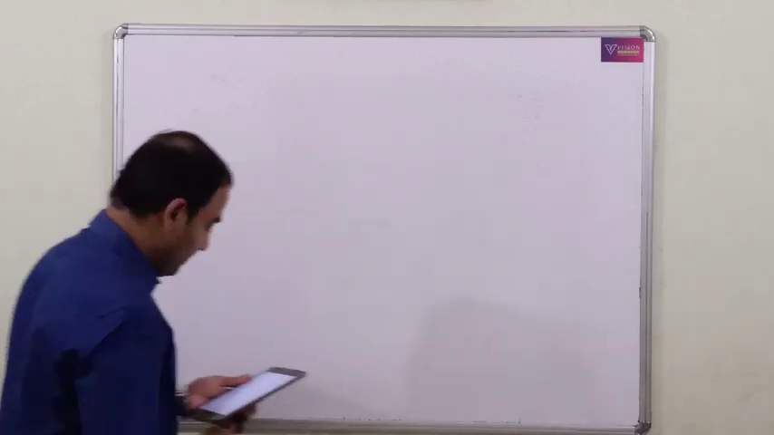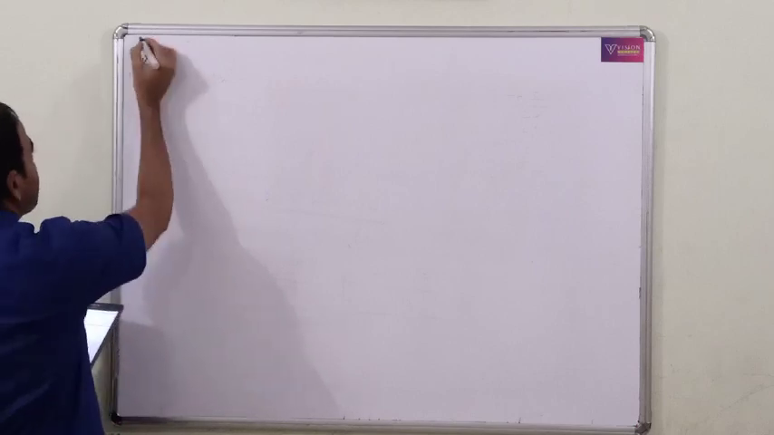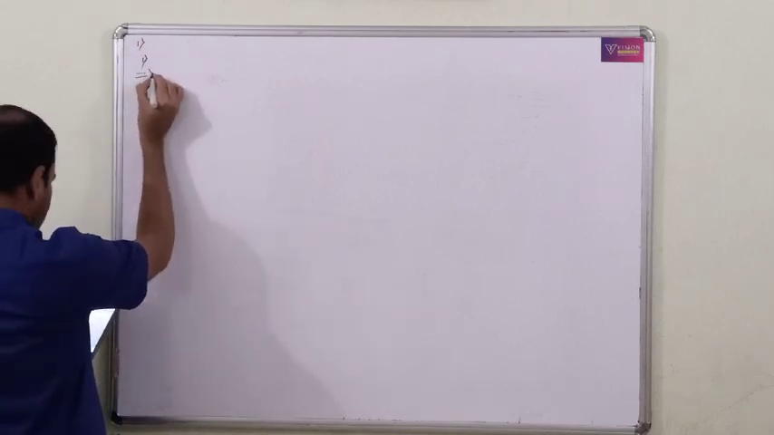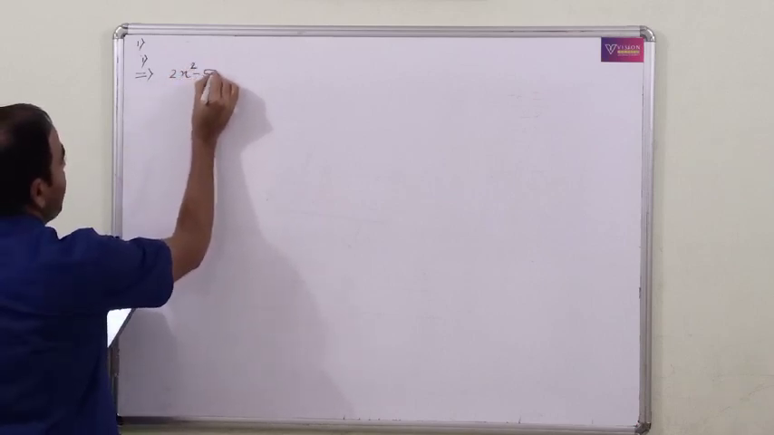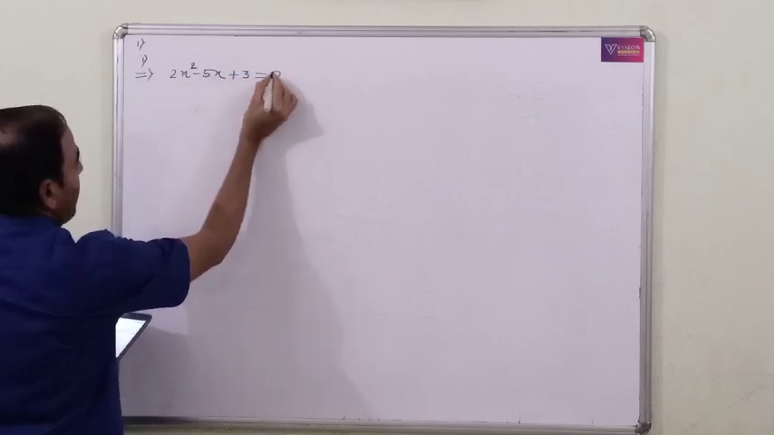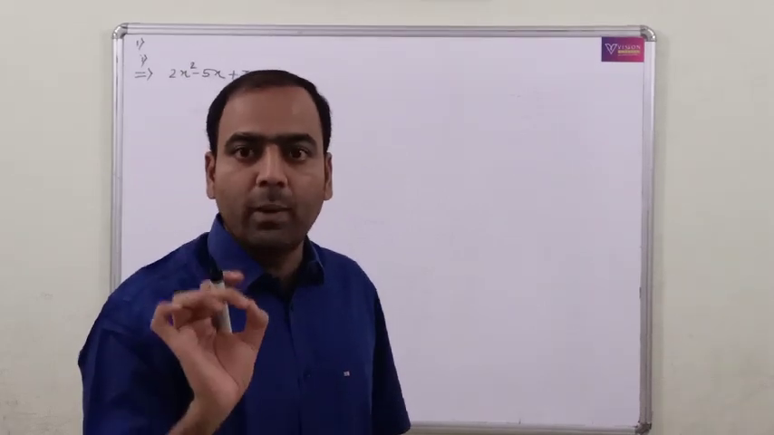So first one is, first make a first sub question. Okay, equation is 2x square minus 5x plus 3 is equals to 0. उनको किसकी वैल्यू फाइंड करनी है? डिस्क्रिमिनेंट की वैल्यू फाइंड करनी है. You have to find the value of discriminant.